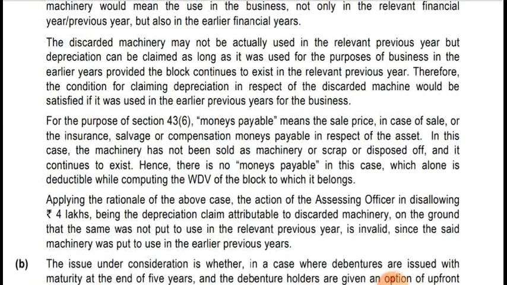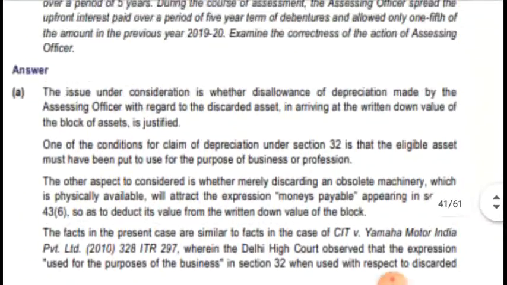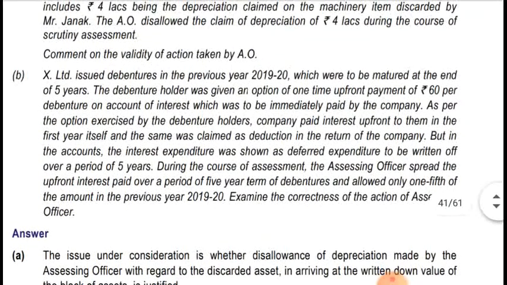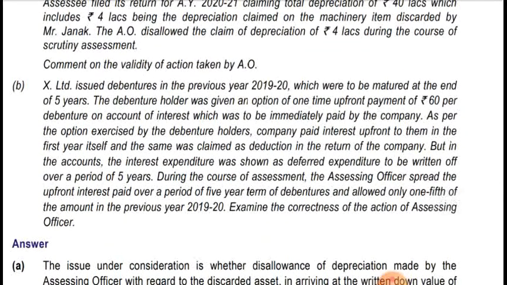Nice question. Now moving to part B of this question number 1. Let's see the question. X Limited issues debentures in the previous year 19-20, which were to be matured at the end of 5 years. X Limited has issued debentures which will mature at the end of 5 years.